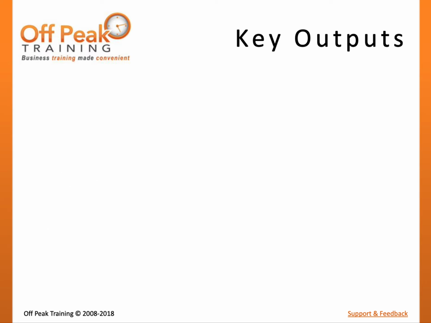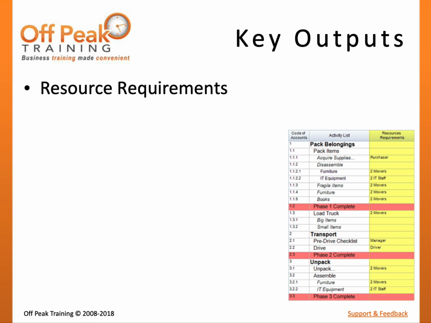There are 3 key outputs of the Estimate Activity Resources process. Resource requirements is the documentation of the resource types and quantities that will be required for each work package or schedule activity. These will be an input to other planning processes, such as estimating activity durations.